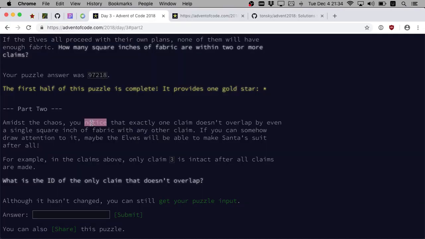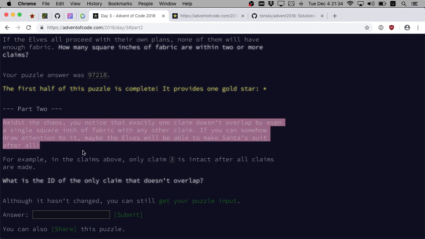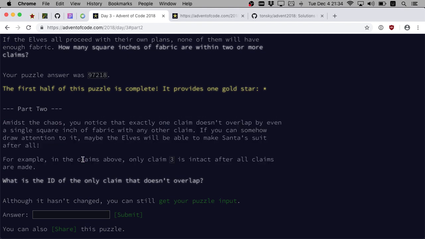But anyways, in the chaos, you notice that exactly one claim doesn't overlap by even a single square inch of fabric with any other claim. If you can somehow draw attention to it, maybe they'll also be able to make sense after all. For example, in the claims above, claim 3 is intact after all claims are made.